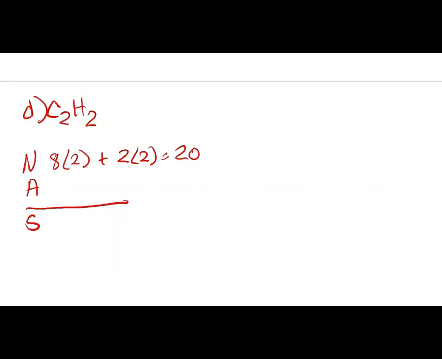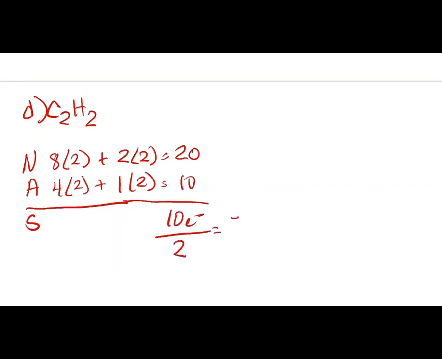I have 4 electrons in carbon, 2 of them. I have 1 electron in hydrogen. I have 2 of them for a total of 10. So my shared is going to be 10 electrons. I'm going to divide that by 2. So I get 5 bonds in here. I'm going to take my available minus my shared. I had 10 available. I shared 10, none. So I'm going to have no lone pairs on this structure.